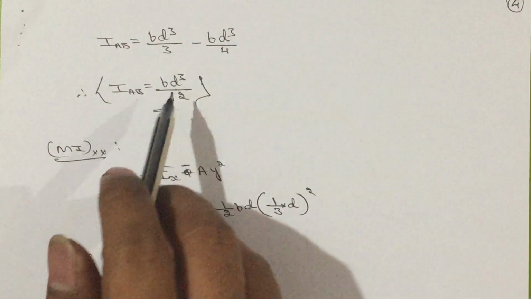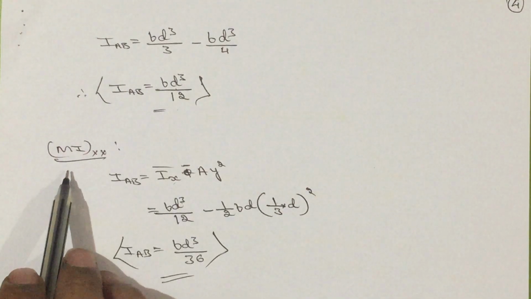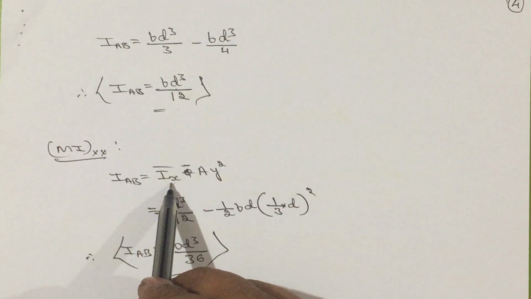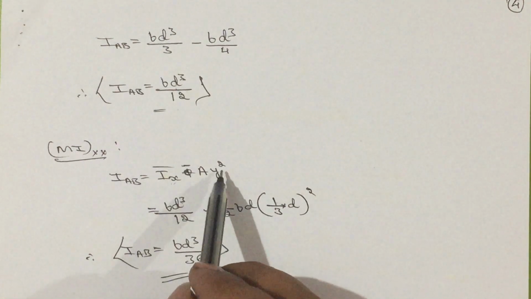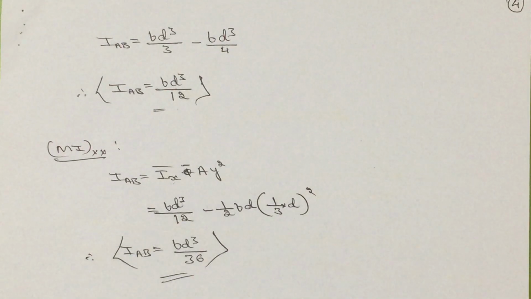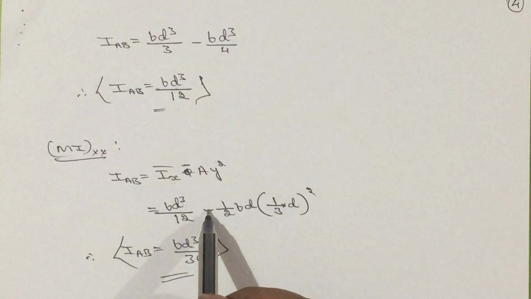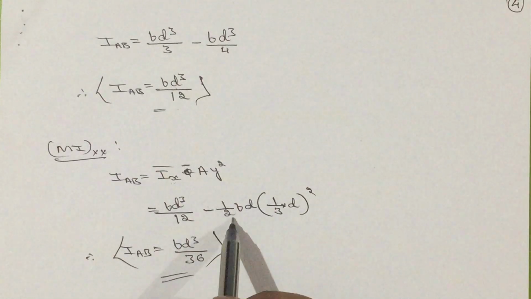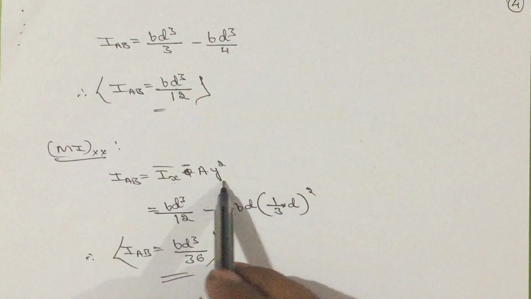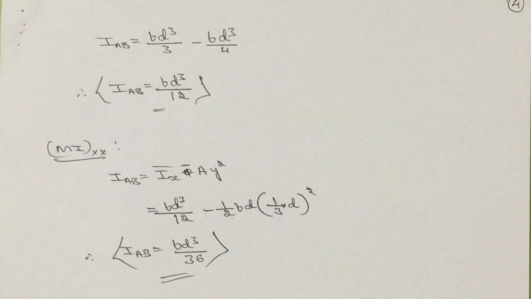We took the AB axis. Suppose if we take the moment of inertia about the xx axis, nothing but the centroidal axis, then it is given by I_x bar minus A into y square, that is given by b d cube by 12 minus area, which is half into b into d, multiplied by y squared.